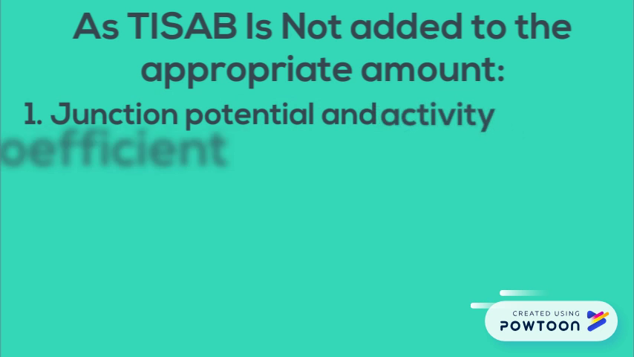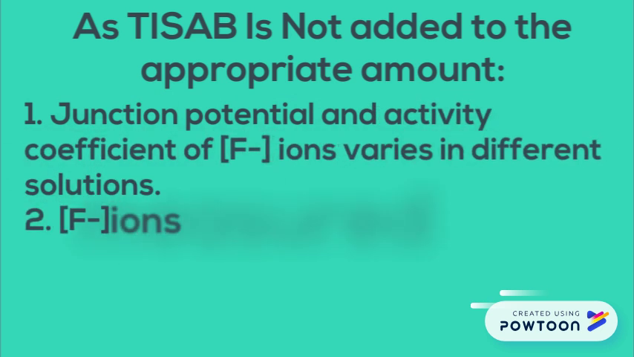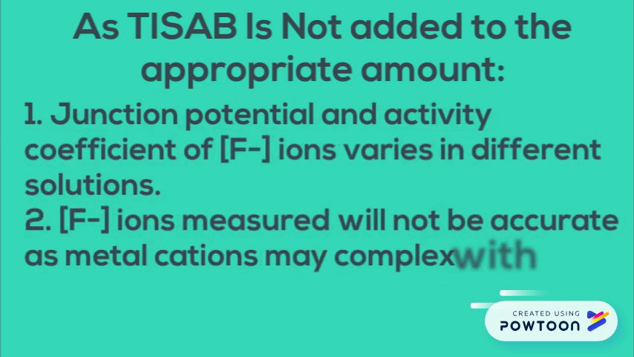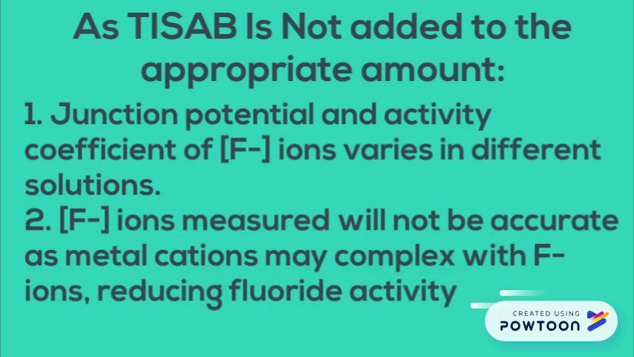There are three consequences that will occur when TISAB is not added in the right amount. First of all, the junction potential and activity coefficient of fluoride ions will vary in different solutions. Next, the concentration of fluoride ions measured will not be accurate, as metal cation ions such as the ferric ion may complex with the fluoride ions, hence reducing the fluoride activity.